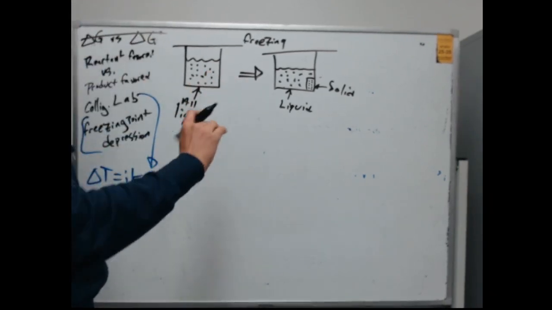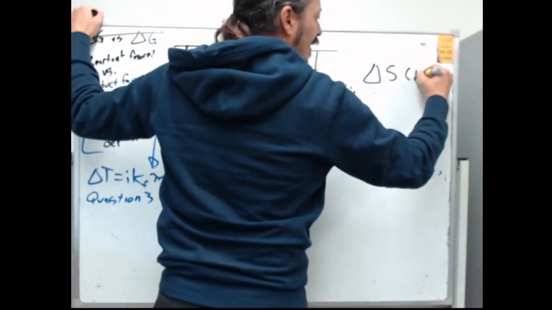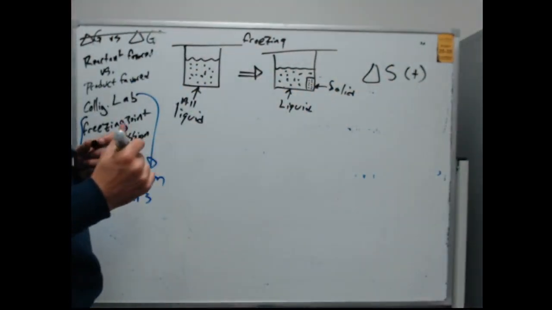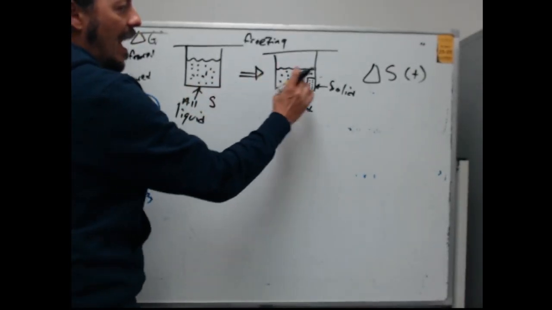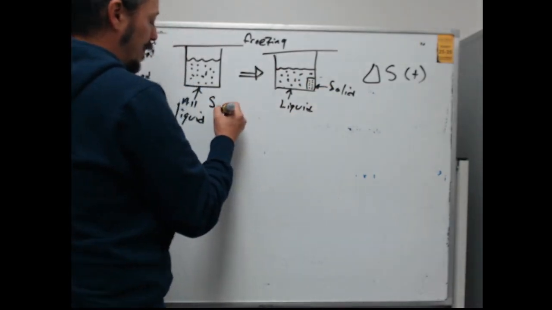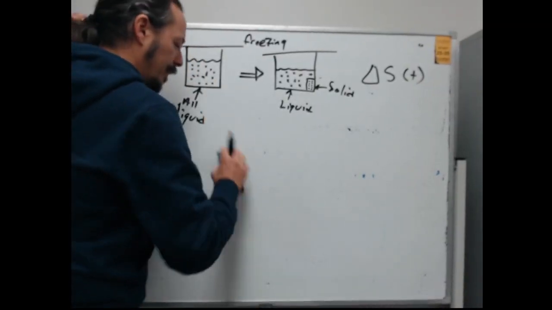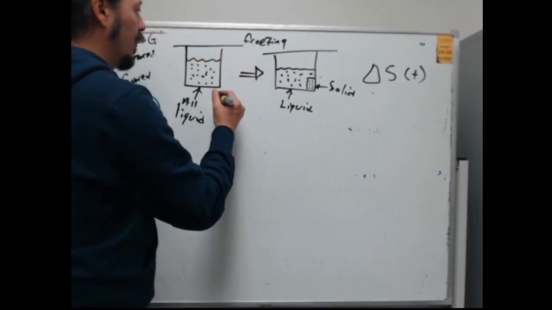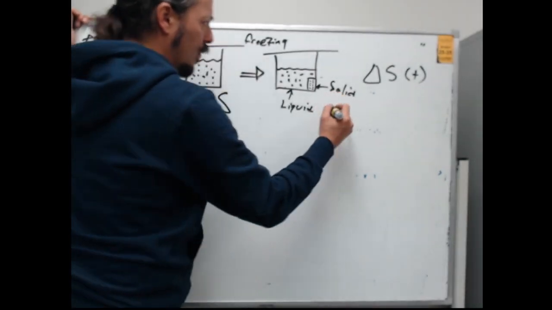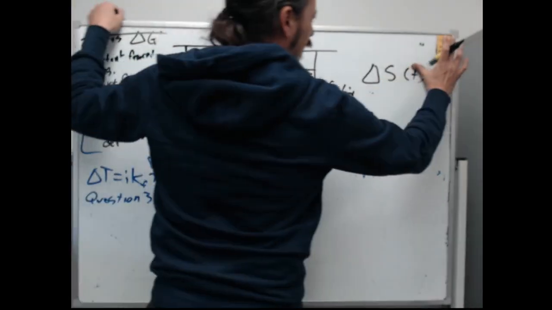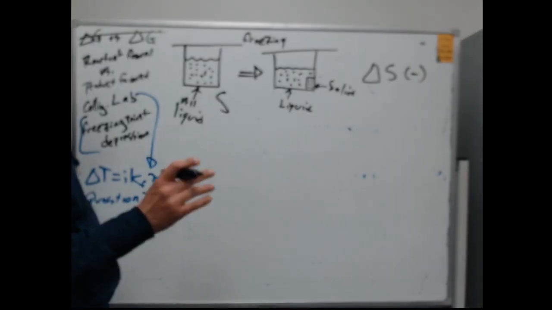Now, in this process, delta S has some positive value because we've got some entropy here, and then over here we've got less entropy. Over here we've got some entropy. Over here we've got, oh, did I say positive? That's negative. Whoops.